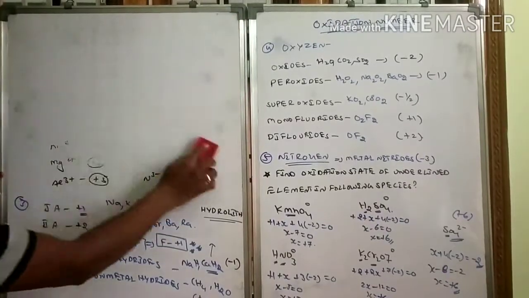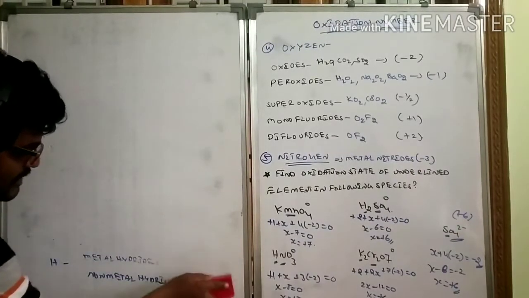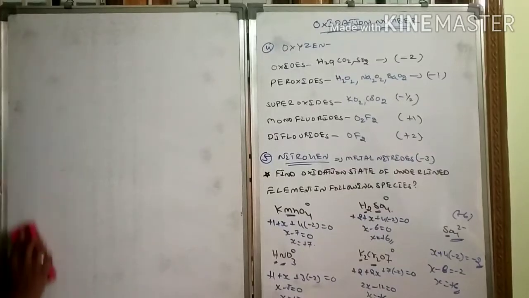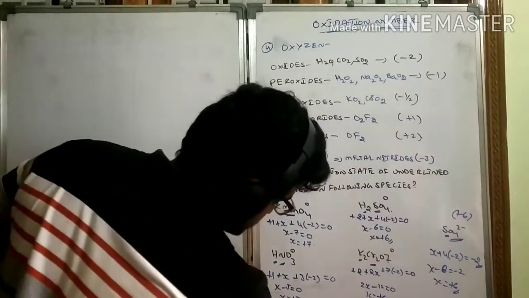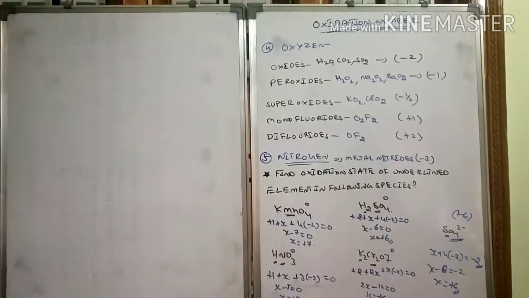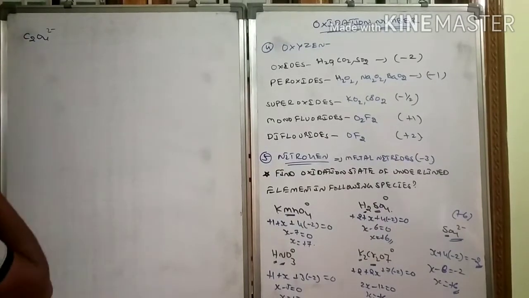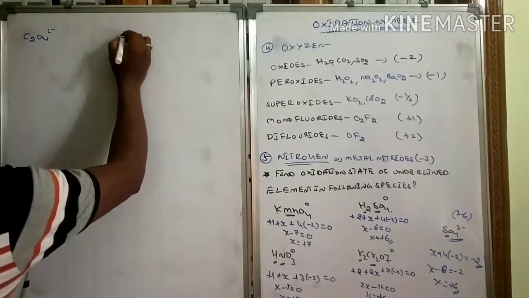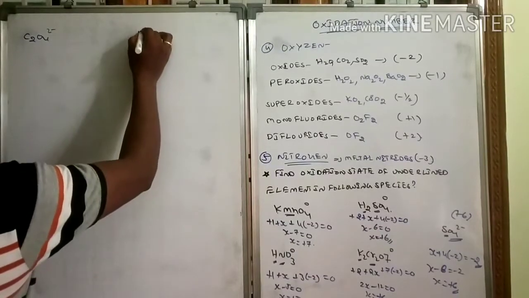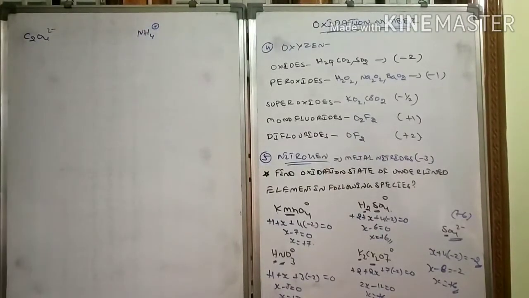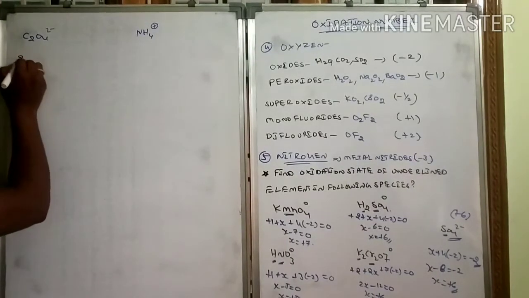Like this, by using these rules, any compound's oxidation state you can work out. And there are some exceptional compounds also. For them also I will tell you how to calculate the oxidation number. Let us see C2O4 2 minus, NH4 plus. So for these compounds, how can we identify? These are the normal compounds only.